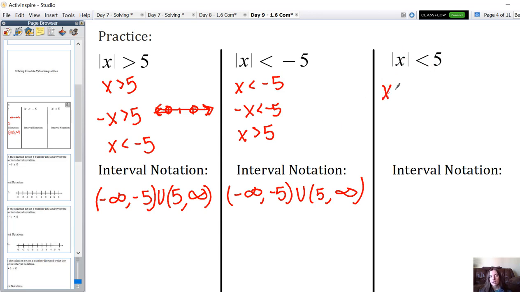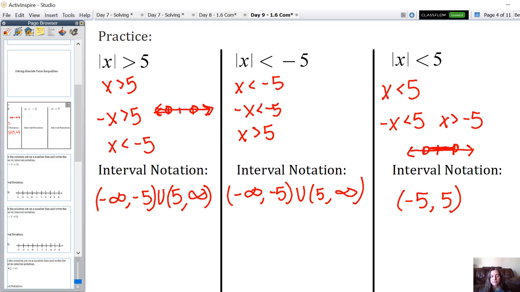Finally, we have the absolute value of x is less than 5. Two cases. X is less than 5, and negative x is less than 5. This becomes x is greater than -5. So if we want a rough sketch of this, here's -5, here's 0, and here's 5. We want to be smaller than 5, but bigger than -5. So this one is where we have that in-between space. So our interval now, since we don't have the arrows pointing in both directions, we want the space in between. We're just going to use our two numbers. And since they are open circles, both of those numbers get parentheses.